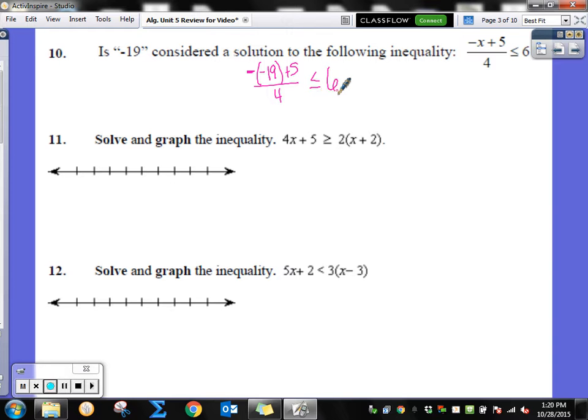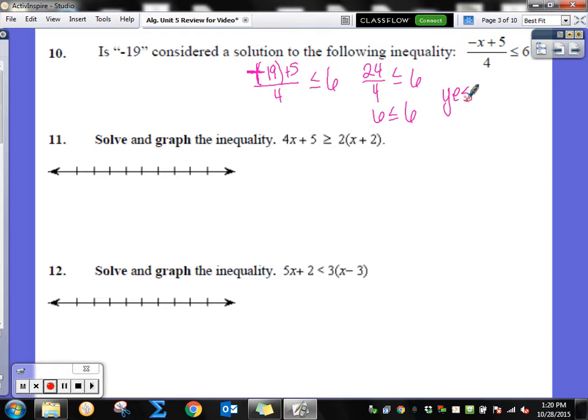So whenever we solve, that double negative is just a plus, so we've got 19 plus 5, so we have 24 over 4 is less than or equal to 6. Finally, 6 is less than or equal to 6. Because of this or equal to part, this is a true statement, so the answer would be yes, 19 is a solution to that inequality.